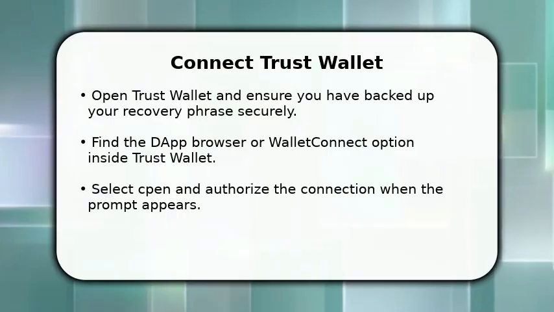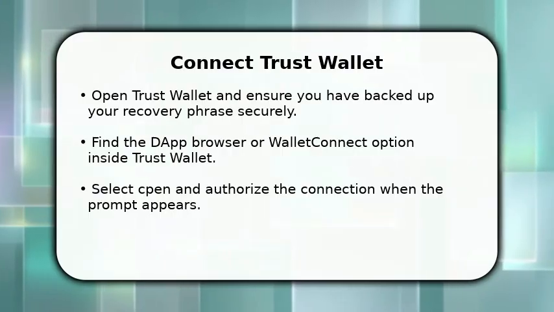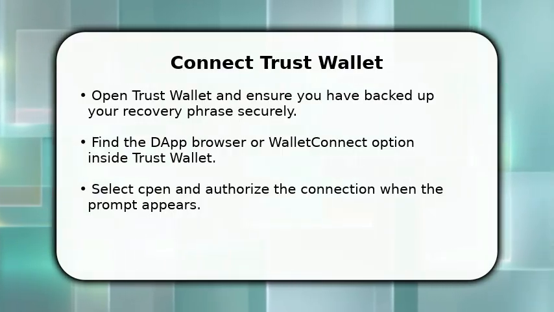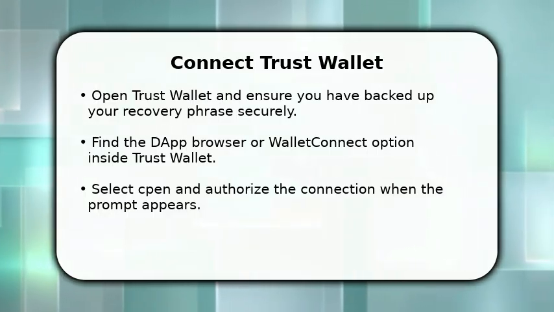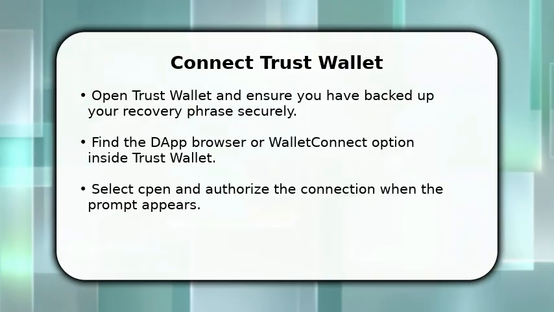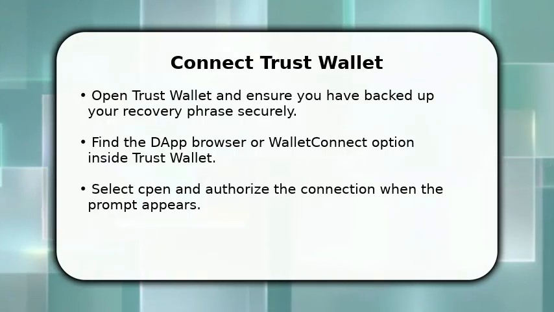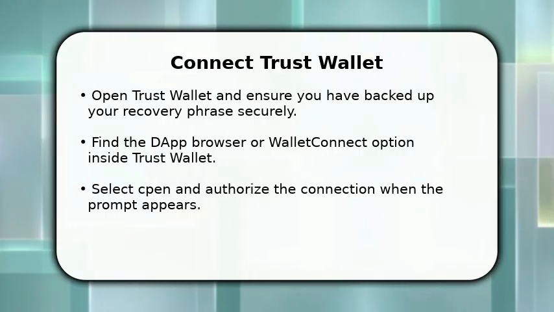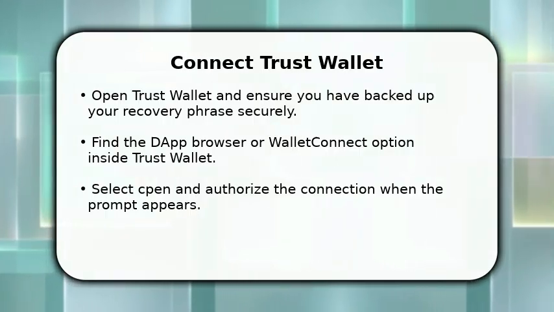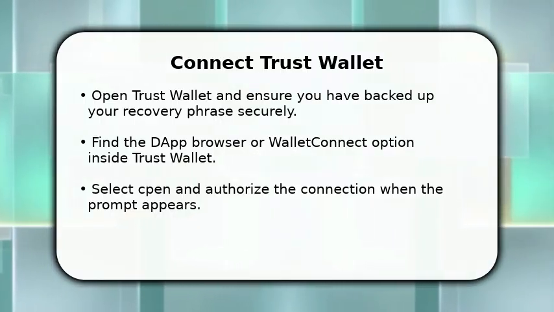Enjoy the video. In this video, I will explain how to connect Trust Wallet to CPen. Open Trust Wallet, unlock it, and navigate to the D-App browser or Wallet Connect option. Visit the CPen site or app and choose Connect Wallet, then pick Wallet Connect or the Trust Wallet option. Approve the connection prompt in Trust Wallet and confirm any needed signatures. If a network switch appears, accept it carefully and double-check the address you are connecting.